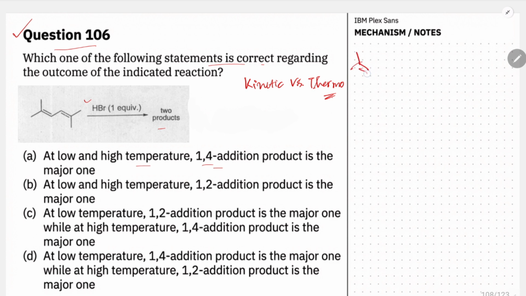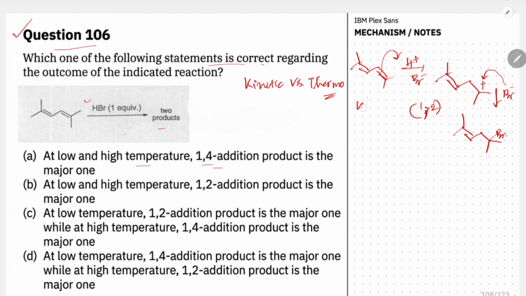Suppose this is the reactant. Now H plus Br minus. Suppose that H plus will add to this side and generate the more stable carbocation. This is plus. Now this Br minus will add to this part and give this Br. This is a 1,2 kind of product, and this is kinetic. And another possibility is that now H plus will add to this side.